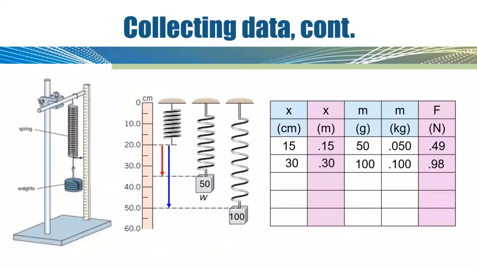In the next trial, I add another 50 grams. So I now have 100 grams hanging on the spring. So I'm changing 100 grams into kilograms times 9.8 to change that into newtons. And I notice that it now has stretched from equilibrium 20 all the way down to 50. So it has stretched 30 centimeters, converting that into meters, 0.3 meters. Notice that every time that I add mass, I'm always measuring the elongation from equilibrium.